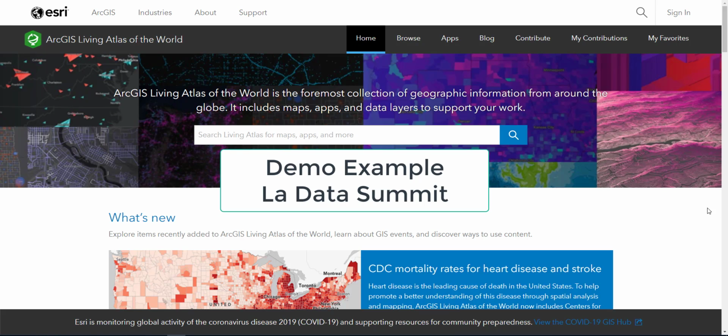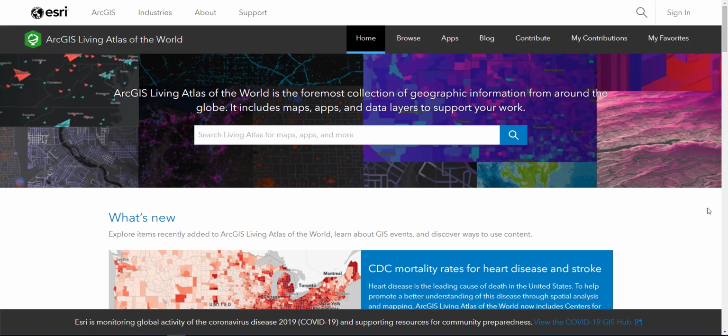Now I'd like to show you where you can access location data. And not only location data that you can utilize, but location data that can be utilized for free. ArcGIS Living Atlas of the World is a great place to start for those of you who are interested in using content or pre-configured maps, apps, and data layers to support your work.